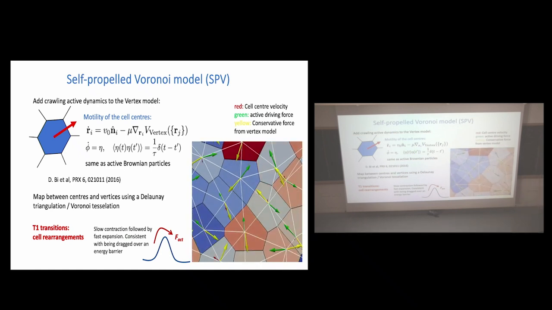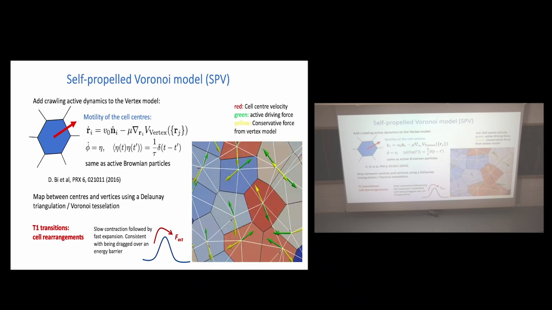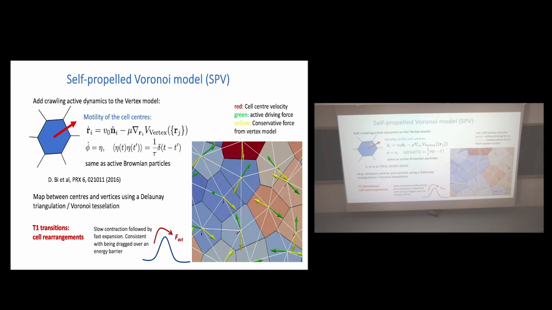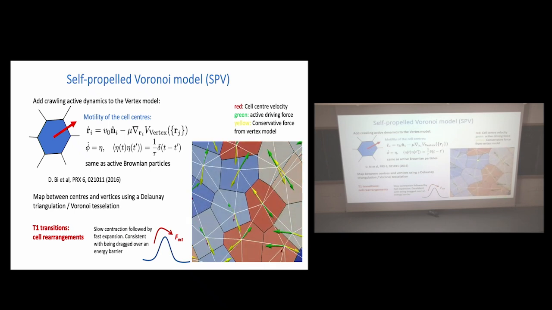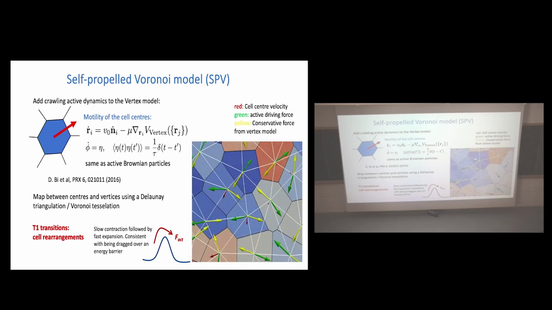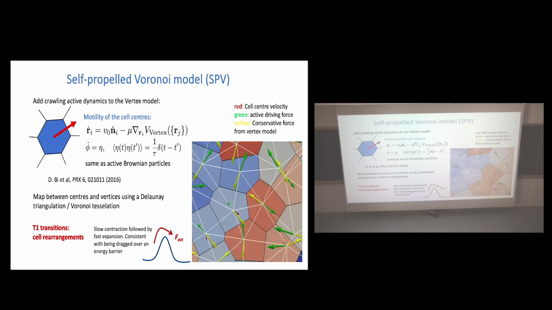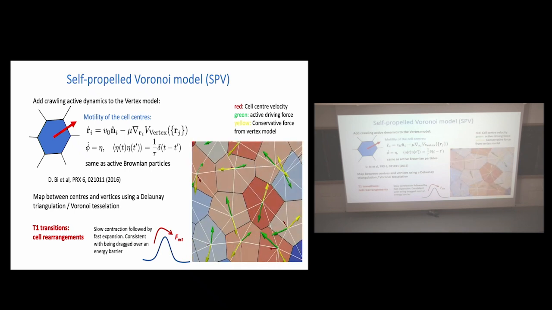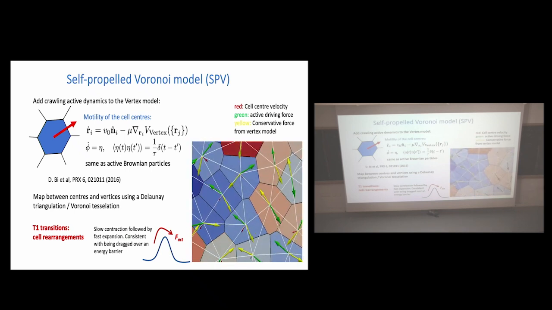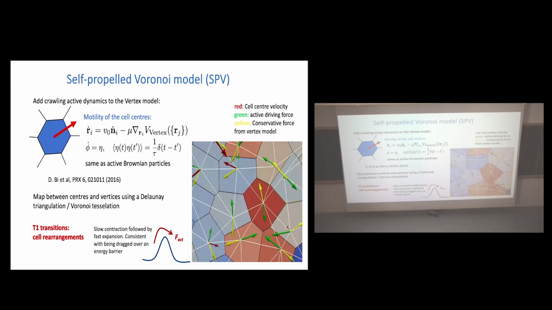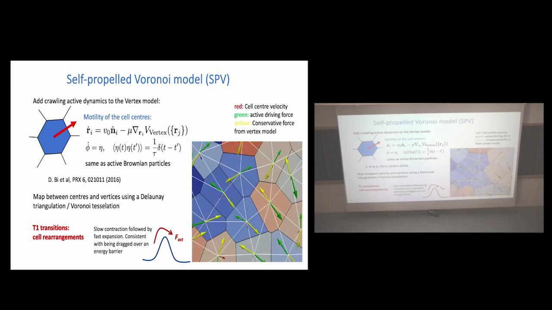Sorry. So I should say this is actually numerically not simple. The reason being is that this only works if the cell centers are the points on Delaunay triangles, and the cell shapes are Voronoi tiles. So you need a continuous differentiable map between these things back and forth for this to actually work, which is why this has become known as the self-propelled Voronoi model, the SPV.